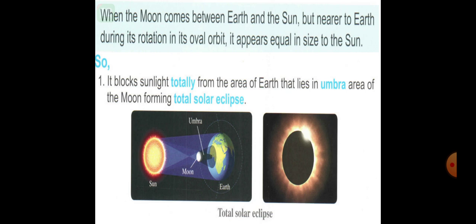Here it appears equal in size to the Sun. So it blocks the sunlight totally, forming the area of the Earth that lies in the umbra area of the moon, forming total solar eclipse. And this is the shape of the total solar eclipse.